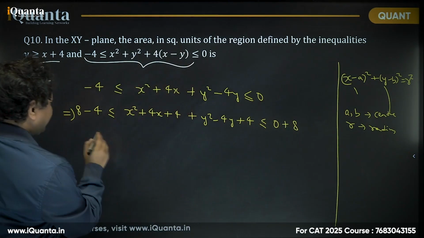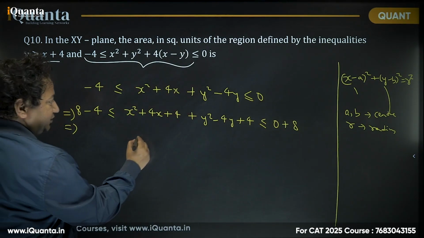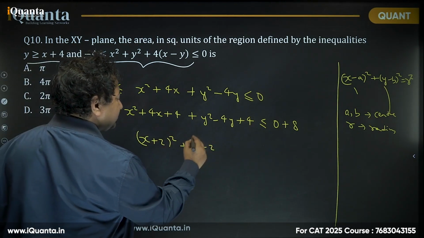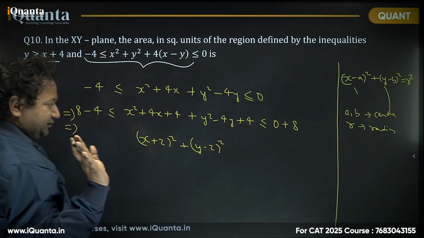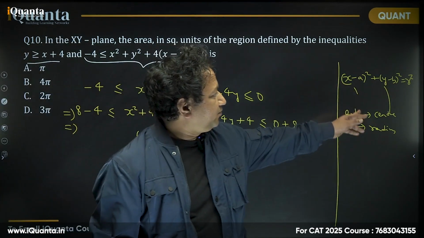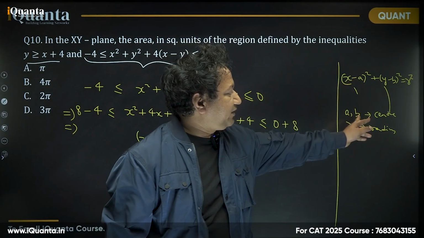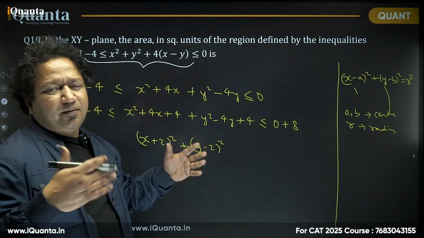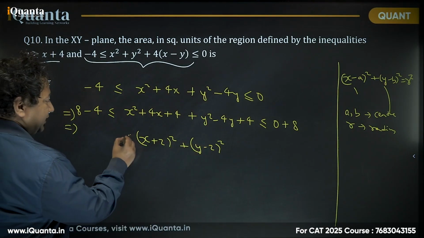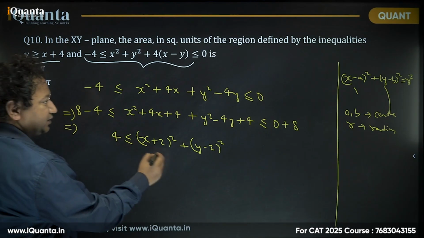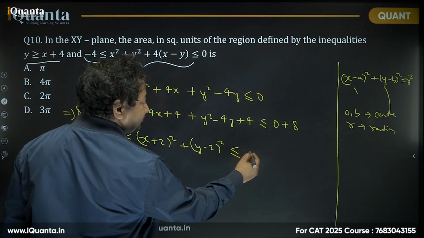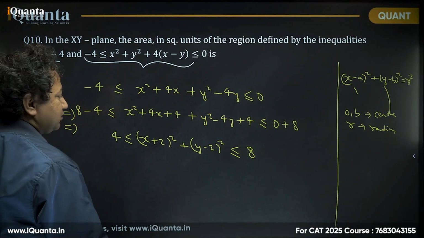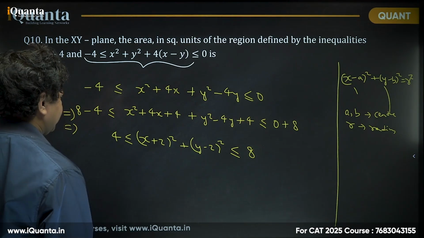So now we have a proper circle, which is x plus 2 whole square plus y minus 2 whole square. Where the center is minus a, minus b, so a, b is the center. Here we have plus 2 and minus 2, so minus 2 comma 2 will be the center, and the radii will lie between root 4 and root 8. Okay, so far so good, perfect.